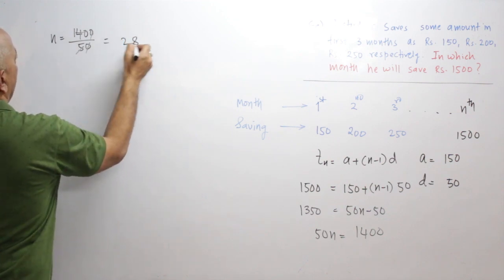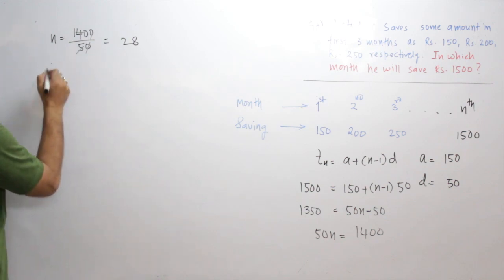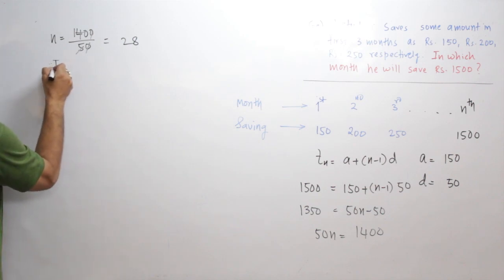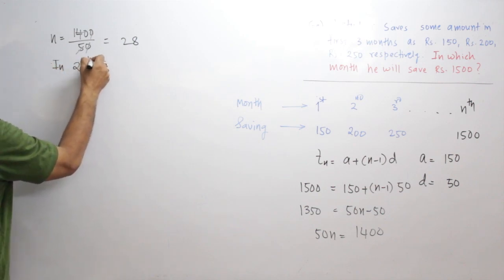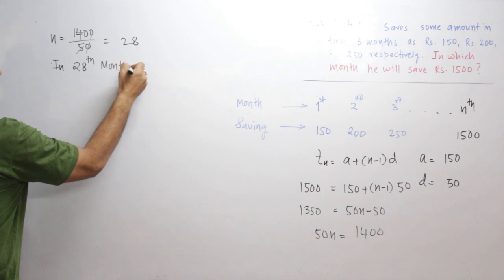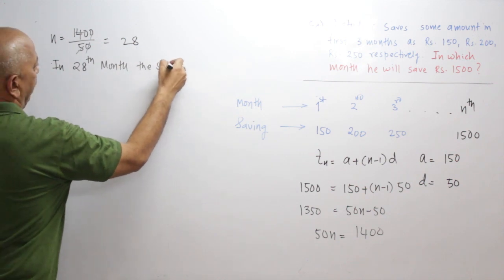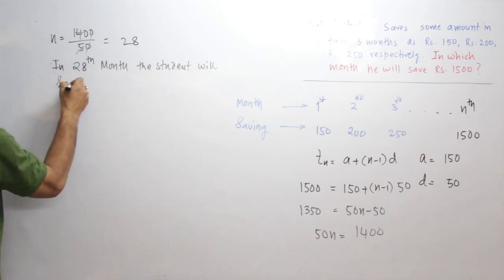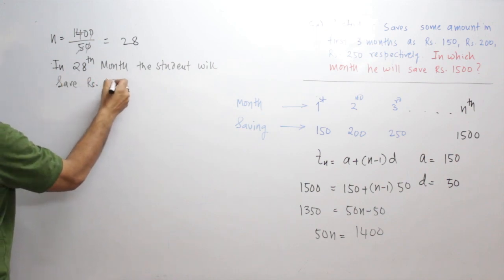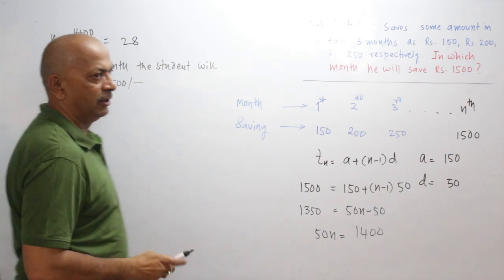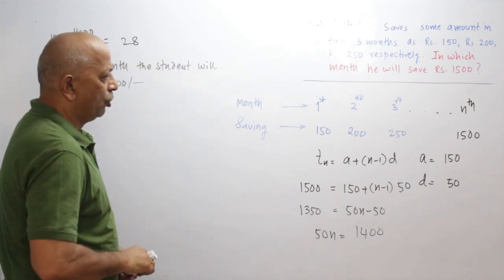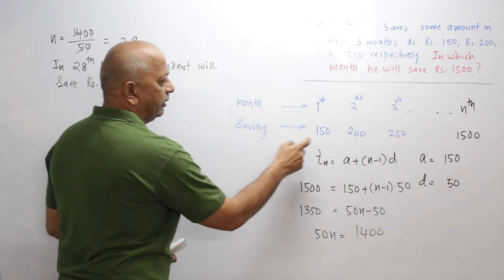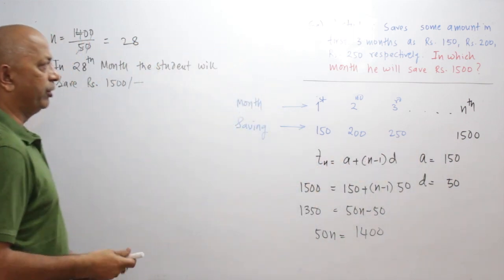That is 28. So the answer is that in the 28th month the student will save rupees 1500. That is the answer. So we write down here the arithmetic solution.